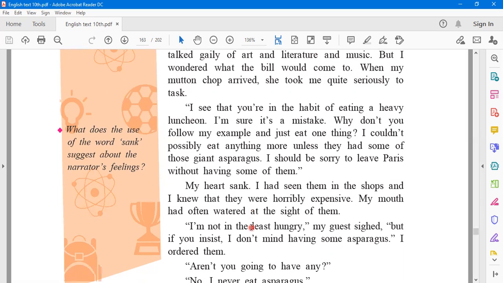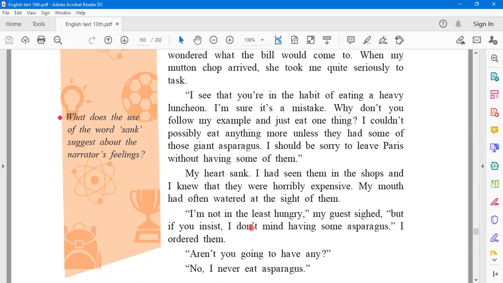And now the author was all the way, as it is, the tension was mounting up. "Aren't you going to have any?" "No, I never eat asparagus." So the author is lying here because the bill is only going up. Will I have the money to pay the bill for what she is ordering? He had started wondering about that. So at this stage he has to lie, saying that I never eat asparagus.